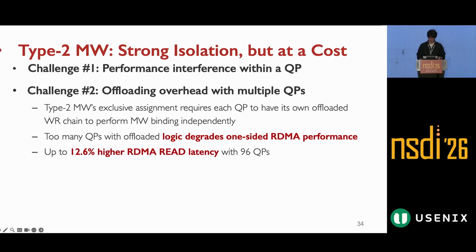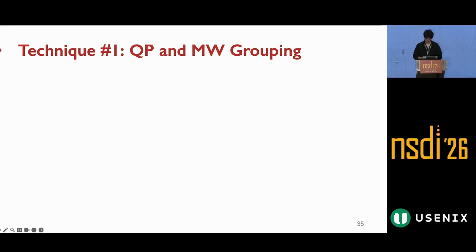With 96 QPs with offloaded logic, we measure up to a 12.6% higher RDMA read latency. This performance impact was actually overlooked by previous RNIC offloading studies. To solve the first challenge, we propose a technique called QP and memory window grouping.